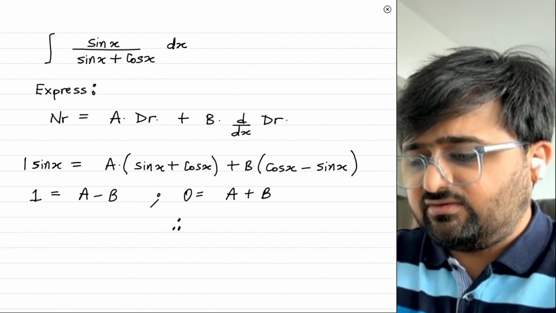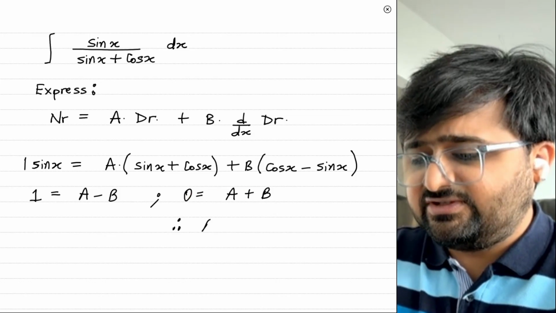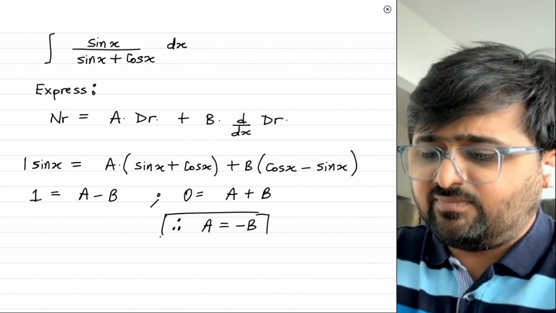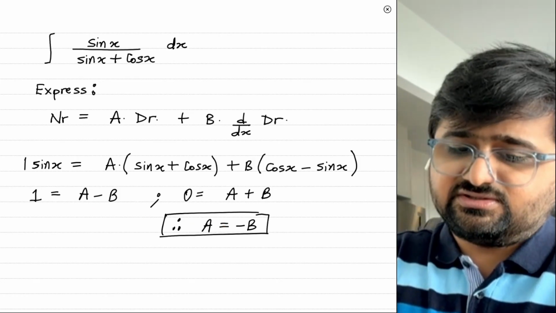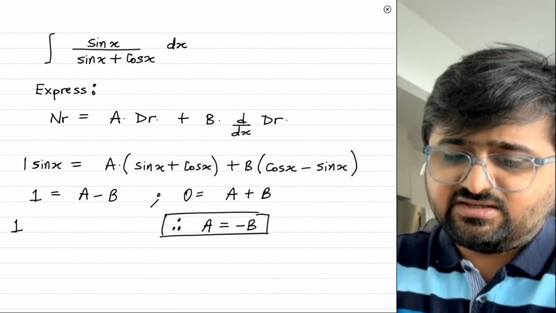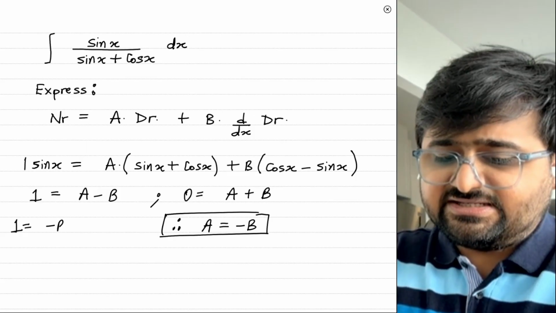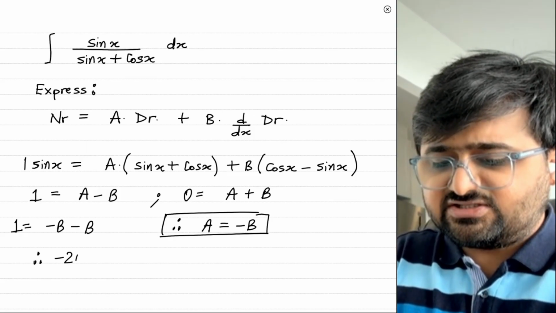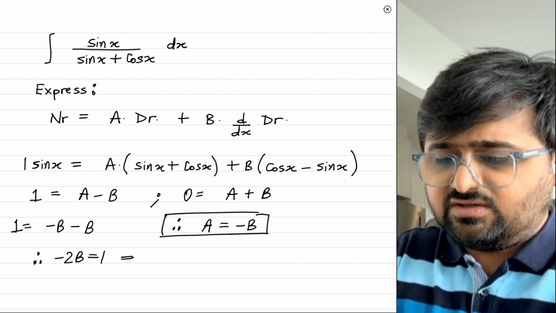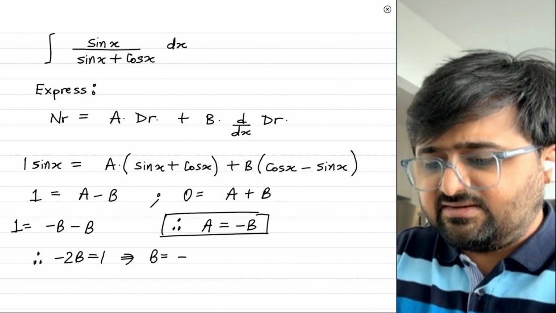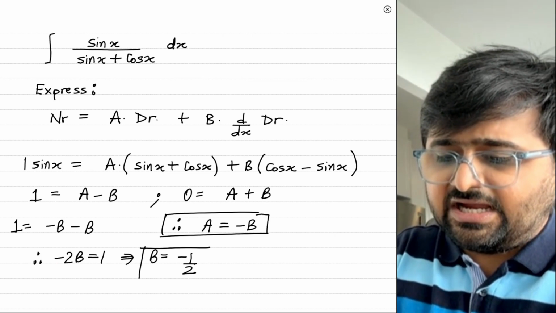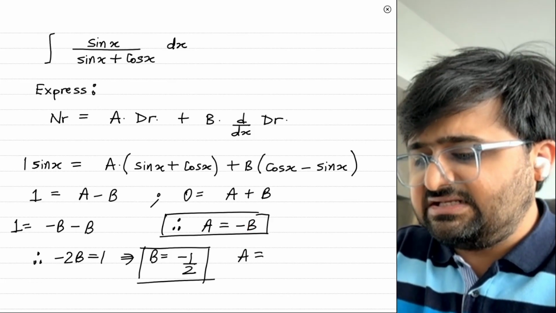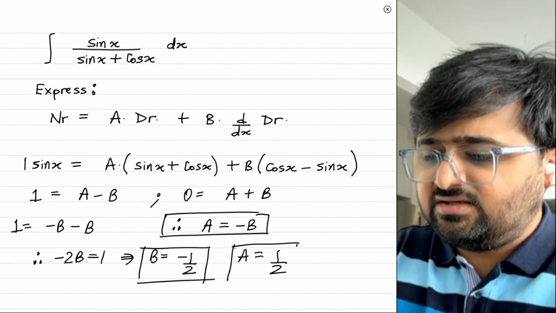So therefore, when you have a plus b is equal to 0, you can just say that a is equal to minus b, and we can plug in that value in this equation. So instead of a, we can just write minus b. So we have minus b minus b. Therefore, we have minus 2b is equal to 1, which means that b is minus half. And if you plug in b over here, you get a is equal to plus half. Very easy.